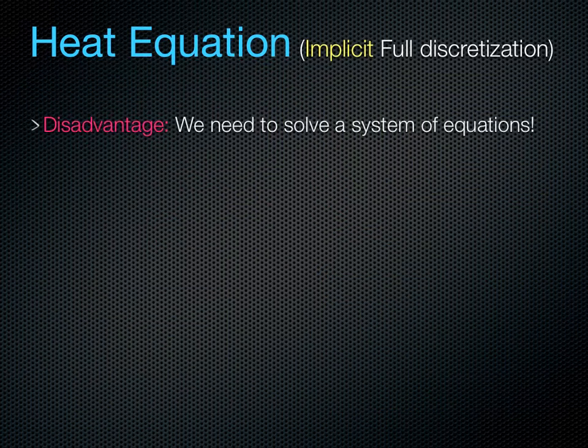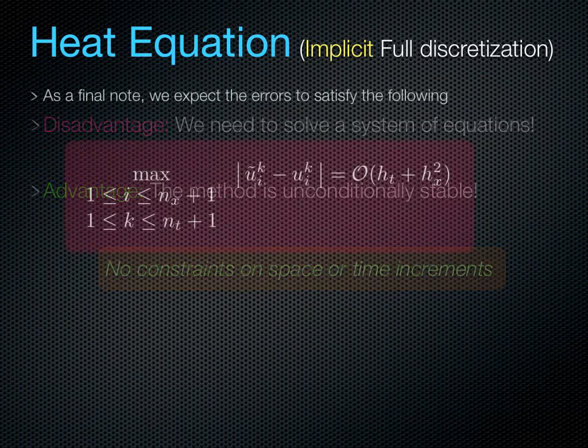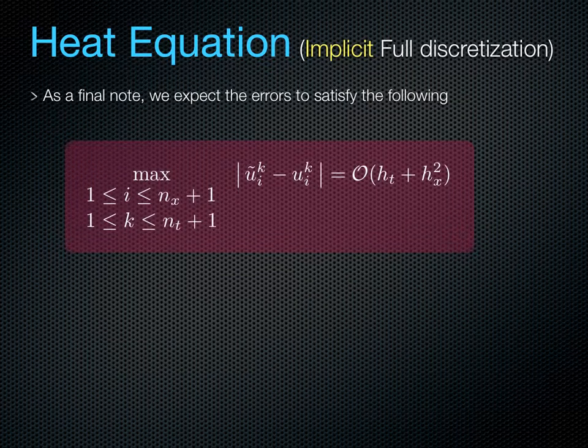The disadvantage here is obviously we need to solve a system of equations, so it's much more expensive than the fully discrete explicit version. However, the method can be shown to be unconditionally stable, so there are no constraints on space or time increments. The more you refine, the more accurate solutions you get. You don't have to pay attention to the ratio of the points along the x and t directions to try to satisfy stability criteria. Nevertheless, the accuracy of the method is no different than the forward Euler method, which was the explicit one. It's still first order accurate in time and second order accurate in space. So nothing has changed as far as that goes.